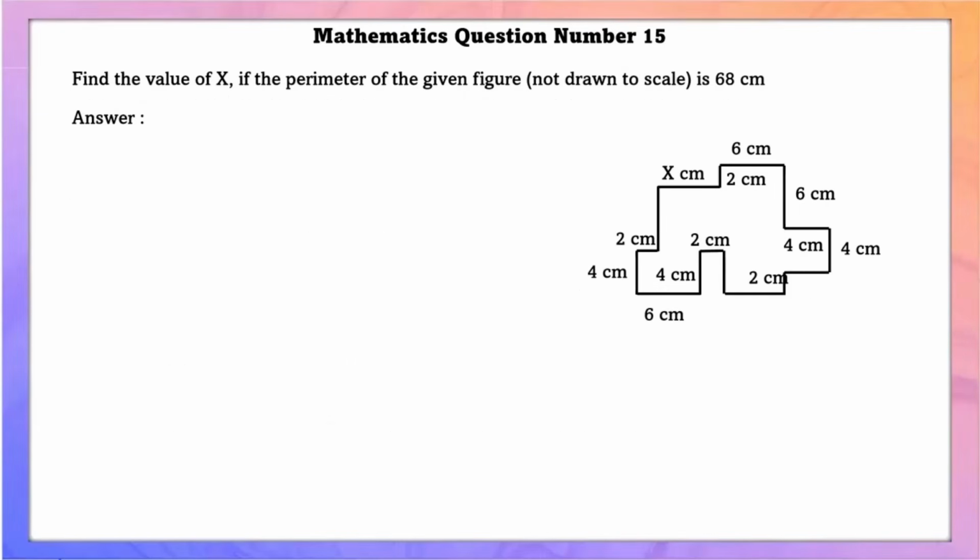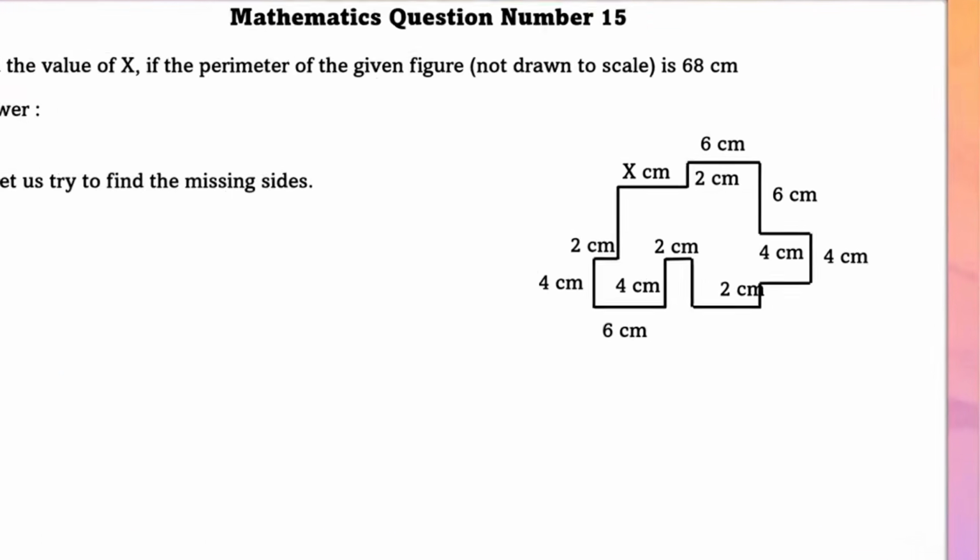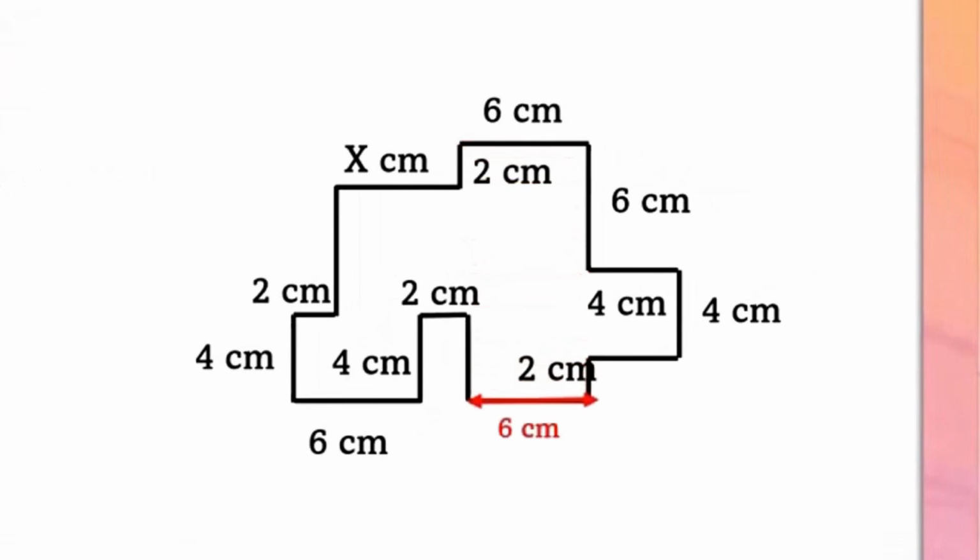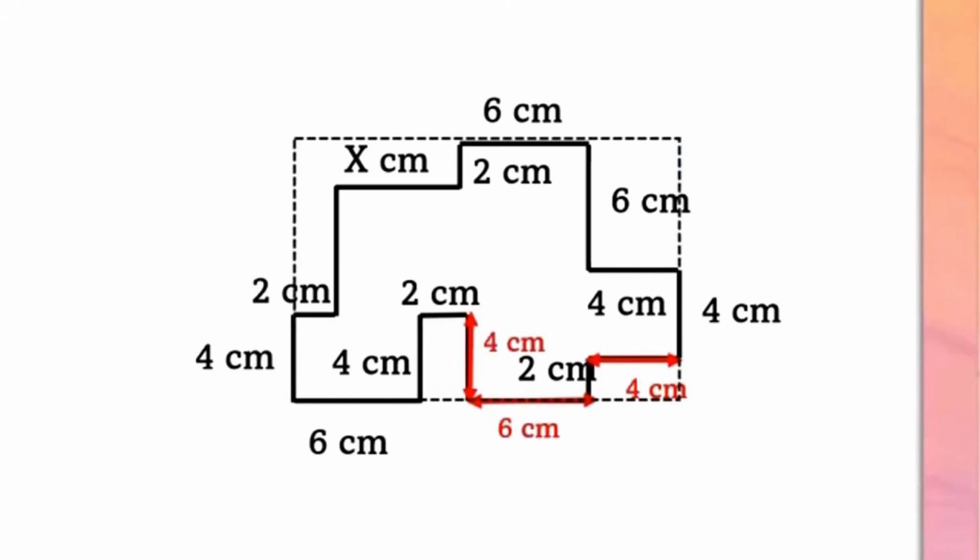Mathematics question number 15. Find the value of x if the perimeter of the given figure is 68 centimeters. First, let us try to find the missing sides. Now, since the top part is 6 centimeters, the bottom part will also be 6 centimeters. Similarly, this part underlined in red will also be 4 centimeters. This another part will also be 4 centimeters.